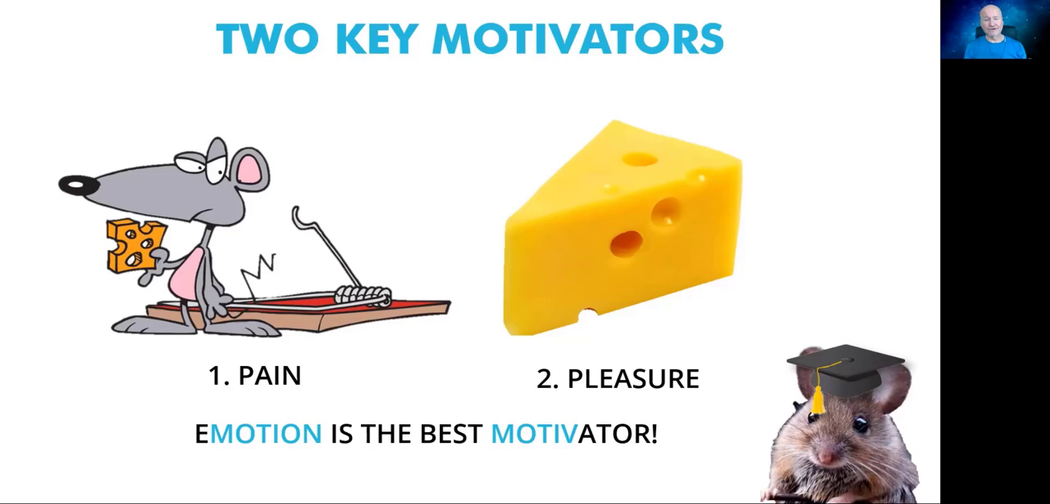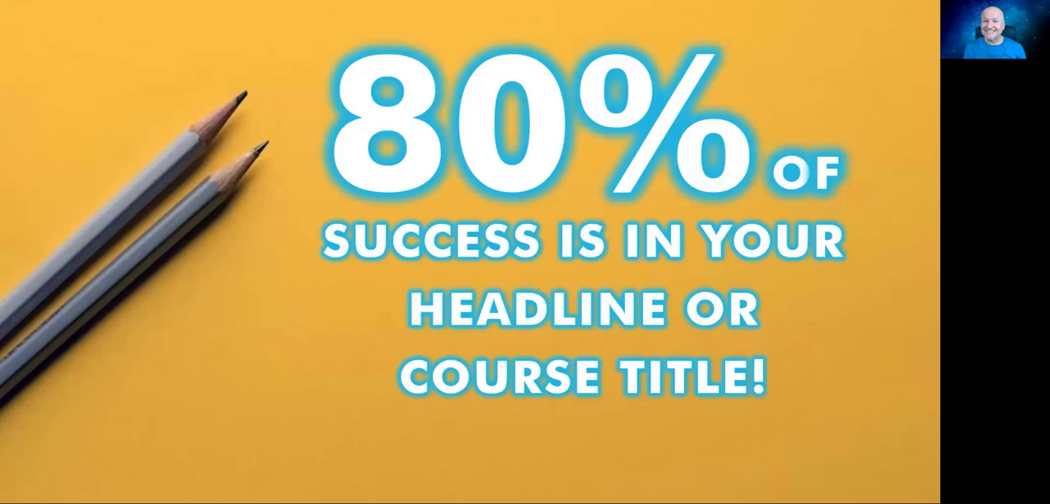What I just gave you, as simple as it is, takes a little bit of mastery, a little bit of practice to get right. But boy, when you get this right, it's a game changer. Because 80% of success is in your headline. It's in your course title. 80% of success is in your subject header of your email. When you get these things right, you get people's attention. And that's what you're wanting to do.